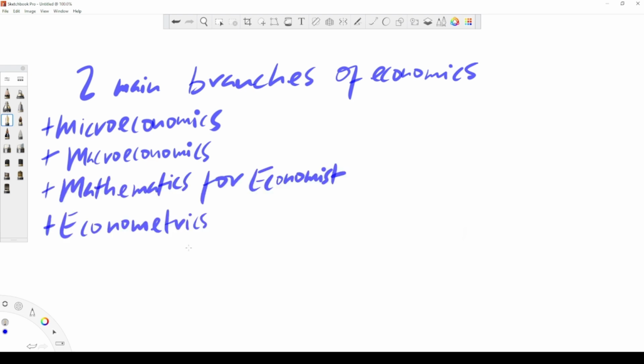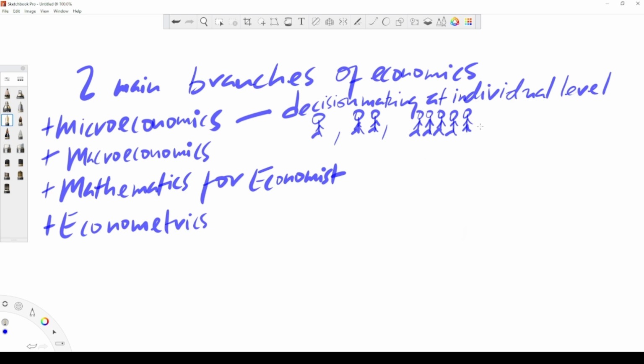Okay, so with microeconomics, it simply looks at decision making at the individual level. Okay, so you would study the decision making of the economic agent, strategic interaction between economic agents, and then markets and welfare.